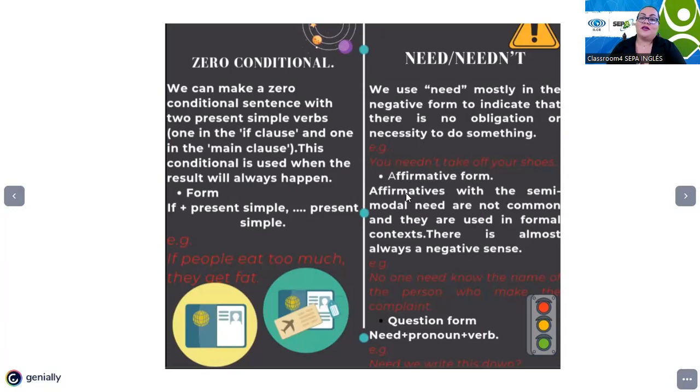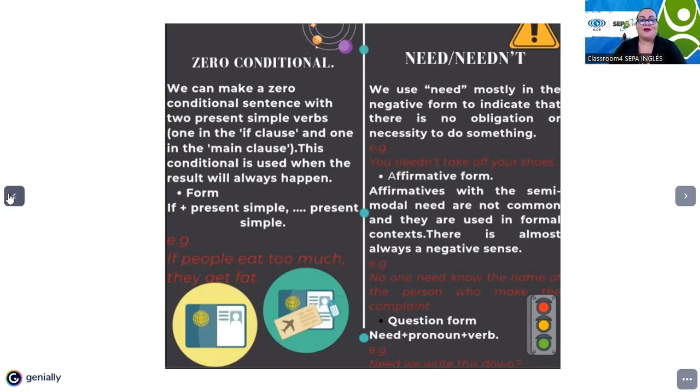Affirmative forms with the semi-modal need. Los afirmativos con el semi-modal need no son comunes y son usados en contextos formales. Y siempre hay un sentido negativo. Nadie necesita saber el nombre de la persona que hizo la queja. Y en pregunta es, ¿necesitamos escribir esto?